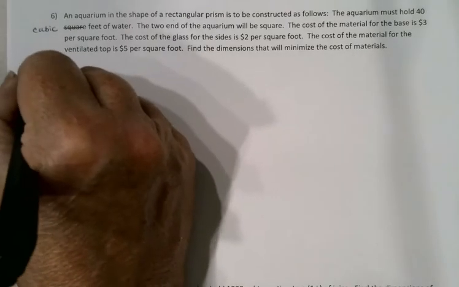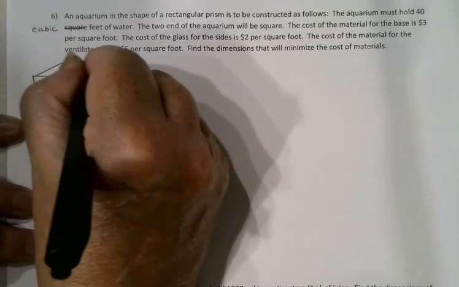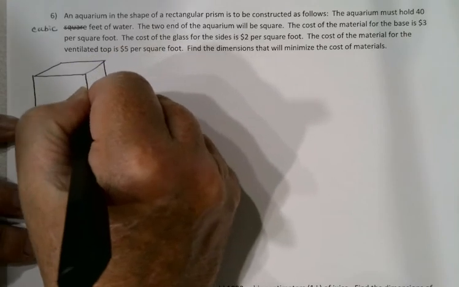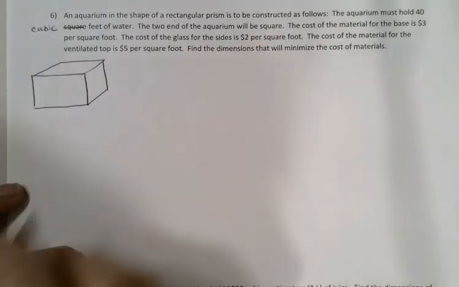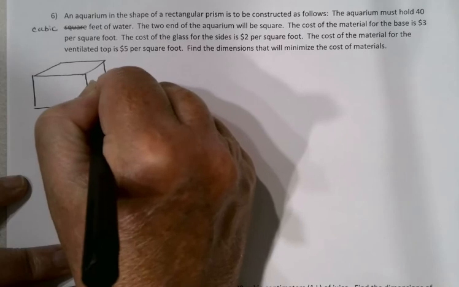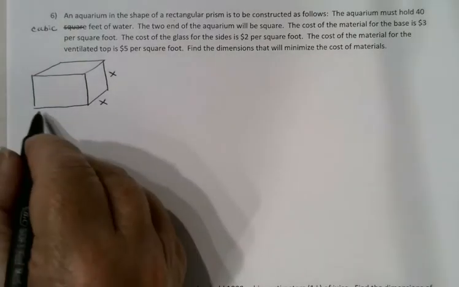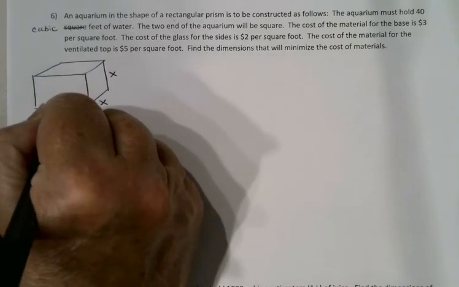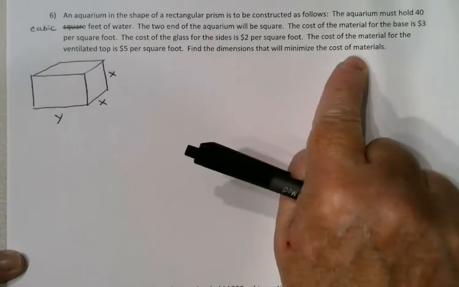So let's see what we've got. We've got our aquarium, which is the shape of a rectangular prism, or in other words, a box. And we do know that the ends of the aquarium are squares. So let's let the ends be x feet by x feet. Then this length in the front here can be y feet. So there's the diagram that shows my aquarium. And my goal, my objective function, is going to be to minimize the cost.